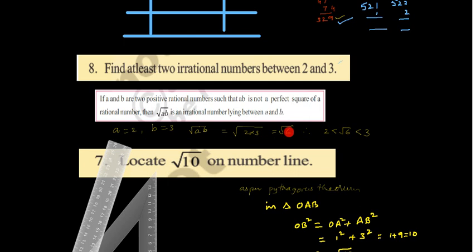That means as per the rule we already know, if A and B are two positive rational numbers such that AB is not a perfect square, then root AB is an irrational number. Here 6 is not a perfect square, so root AB, that means root 6, is an irrational number lying between A and B. That's what I have written: root 2 less than root 6 less than 3. That means root 6 lies between 2 and 3.